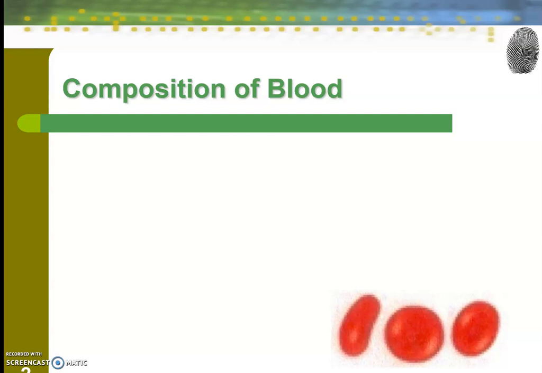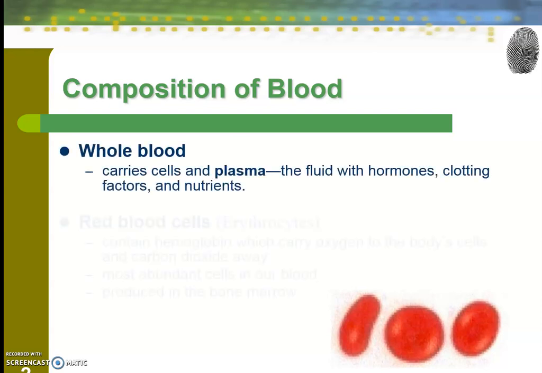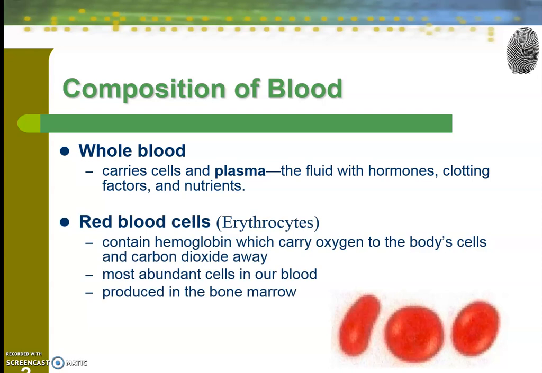I'm talking about the composition of blood. So what makes up blood? The blood that we have in our body is what we would call whole blood. Whole blood carries the cells and the plasma. Plasma is fluid with hormones. It has clotting factors and nutrients. Clotting factors are the things that allow our blood to stop bleeding. So if you get a cut on your arm, eventually it'll stop bleeding and it'll sort of scab over. That process is due to clotting factors.